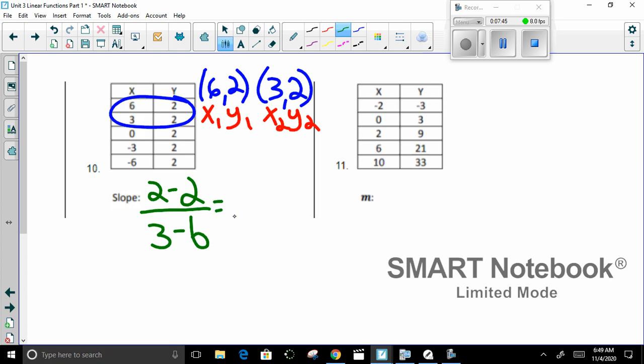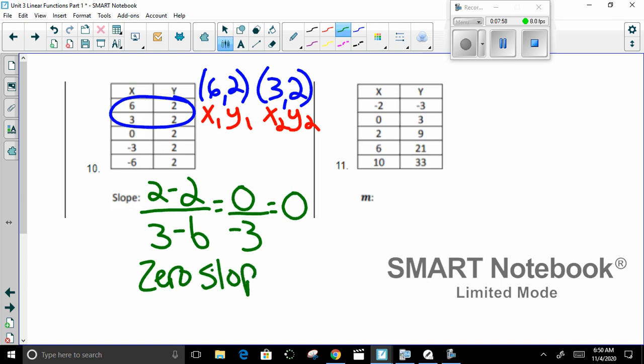2 minus 2 is 0. 3 minus 6 is negative 3. 0 divided by anything is 0. So this is a 0 slope. You may have realized all of my y's are the same. If all of my y's are the same, when I subtract them from each other, I'm always going to be left with 0 in the numerator, which will give me a 0 slope.